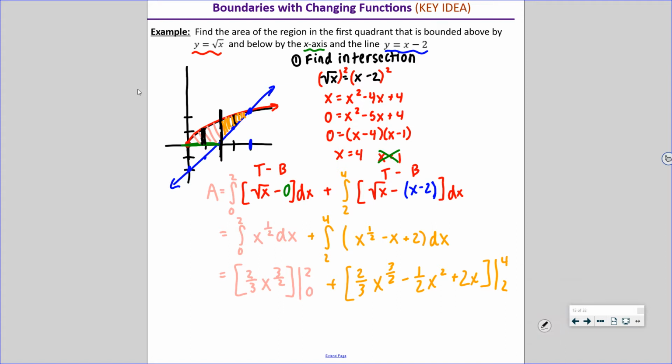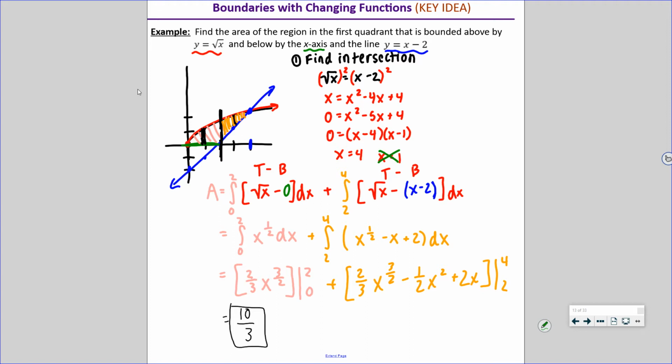All right, you go through the fundamental theorem of calculus, plugging in 2, your upper bound, minus plugging in your lower bound 0, plugging in your upper bound 4, minus plugging in your lower bound 2. I got 10/3. What was this? 10/3 for that area. So if you wanted to check this in your calculator, you would have to set up 2 separate integrals, just like we did.